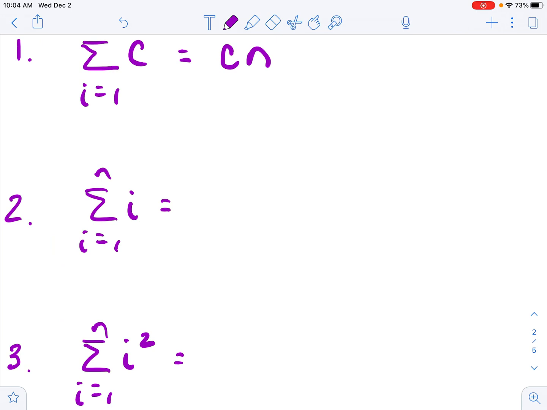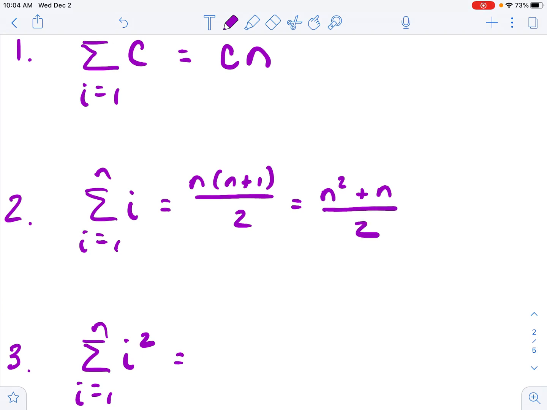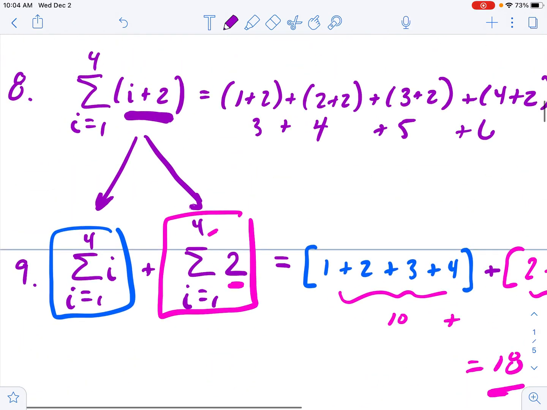The summation as i goes from 1 to n of just i can be shown to be equal to n times n plus 1 divided by 2, or if you distribute, n squared plus n divided by 2. Okay? So that's a shortcut now.